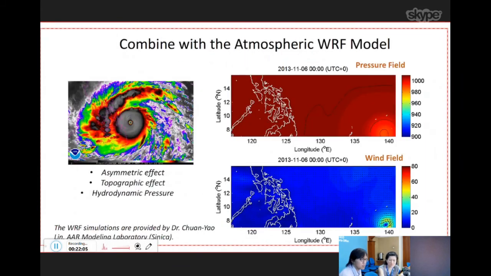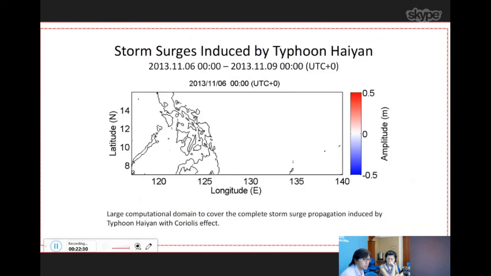So we combine with the WRF model to give us the forcing, the pressure field and wind fields. The WRF results were produced by Professor Ruo-Shan Tseng at Academia Sinica. So you can see the typhoon's central pressure and the wind field passing through Guiuan and central Philippines. We use the WRF results as input to our COMCOT storm surge model.